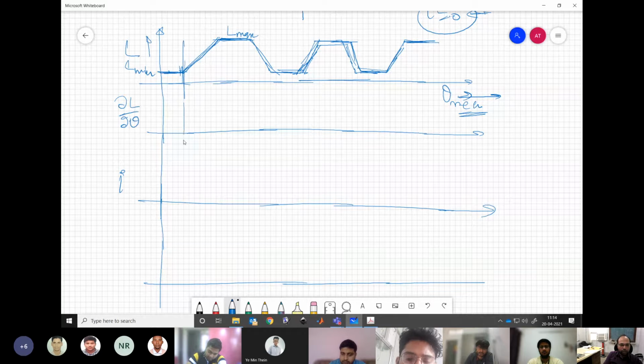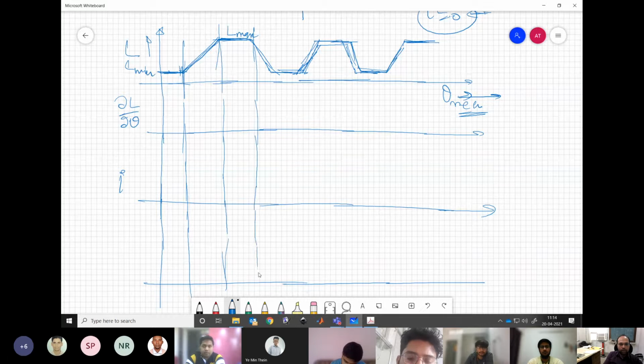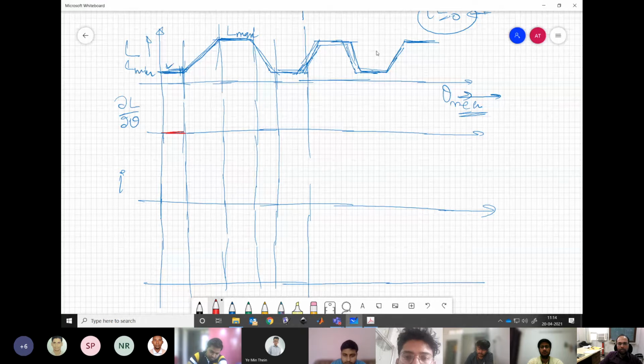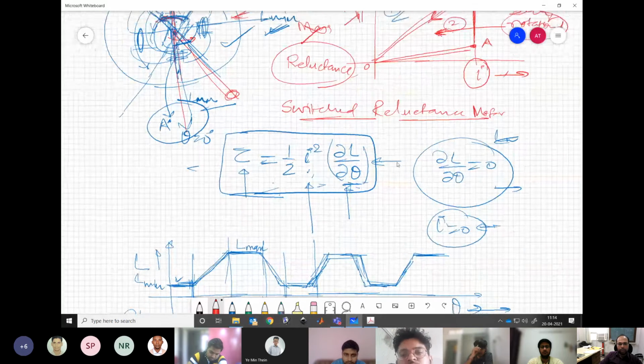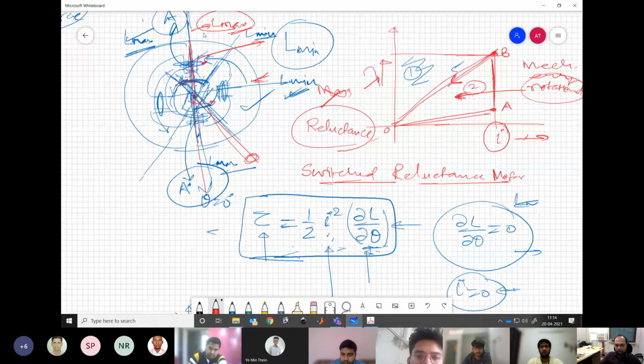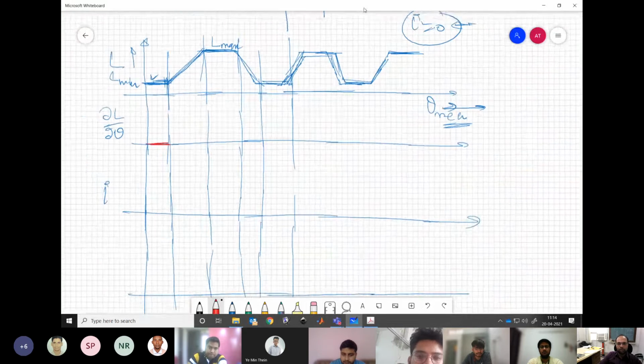Now, if you have to plot the rate of change of inductance, how will that look? We have several segments over here. In the first segment, where L is constant at L minimum, our dL by d theta will be 0. There is no change in inductance in this position. When, let's say, the coil is perfectly between the two extreme positions. Let me draw again. Probably this is too clumsy to understand.